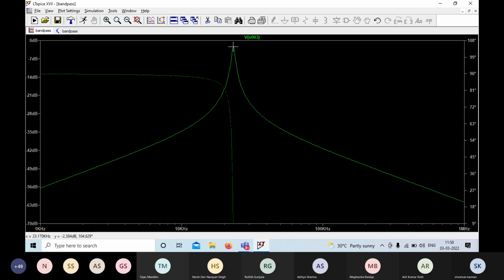Yes, sir. So last class we did this band pass filter and we measured the bandwidth of the filter. And what is the design cutoff frequency? That is the resonant frequency. I'm asking for the resonant frequency. What is the resonant frequency according to the theoretical calculation?